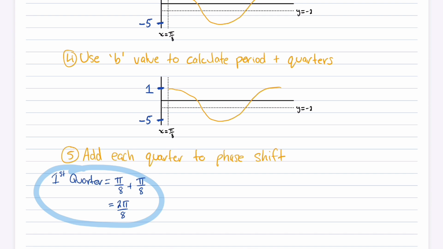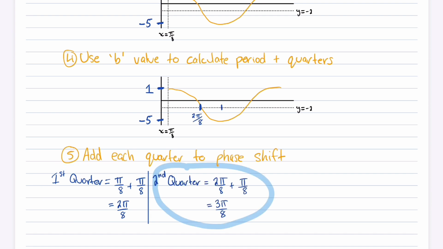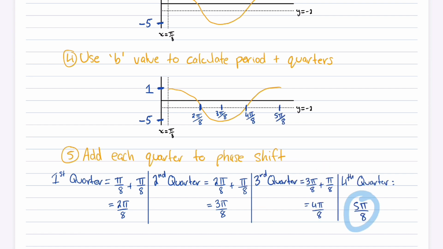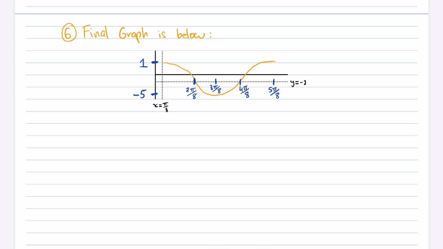Then we repeat the same process for the second quarter, right? So 2 pi on 8 plus pi on 8 is going to be 3 pi on 8. And I'm not going to worry about simplifying the first quarter here to pi on 4. I'm just going to leave all of these as being over 8. The same thing for the third quarter, and then the same thing for the fourth quarter. So that's our final graph of the original function.